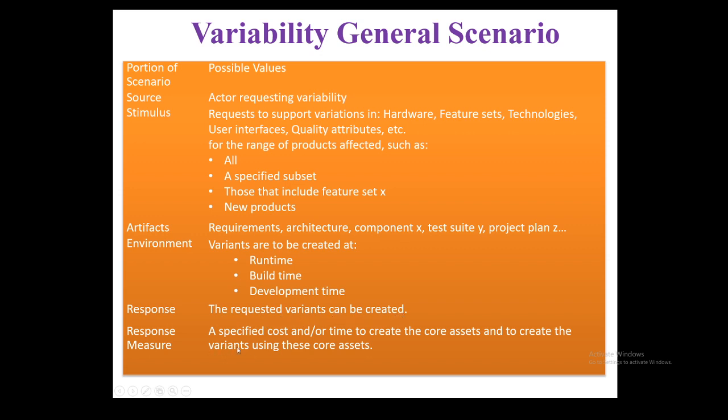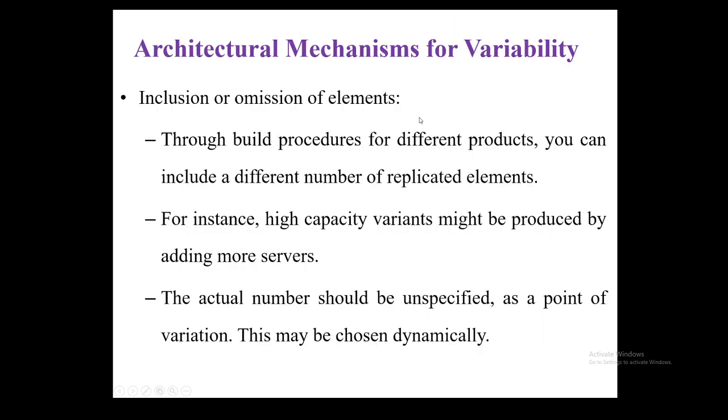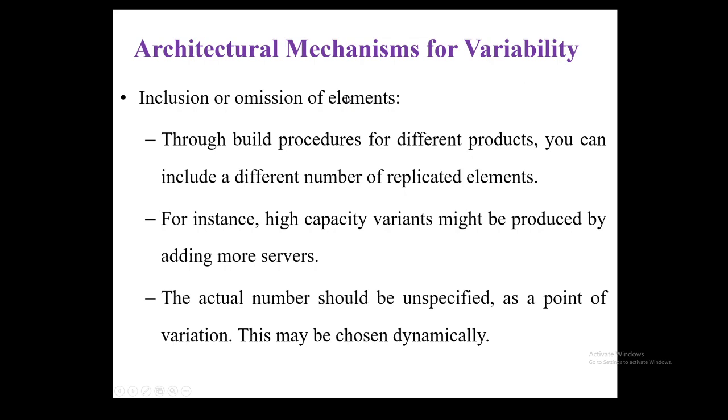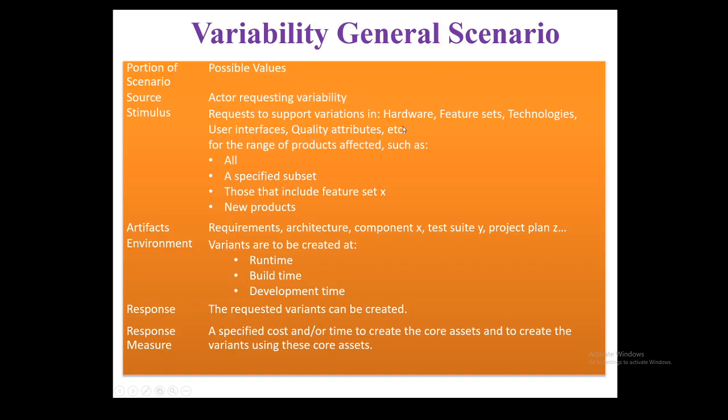Response measure is telling about how it can specify the cost or the time to create the core assets and create the variations using these core assets, right? Architectural mechanisms for variability. Variability we have studied over here. What kind of variability can you give? Okay, that is only the variability scenario.